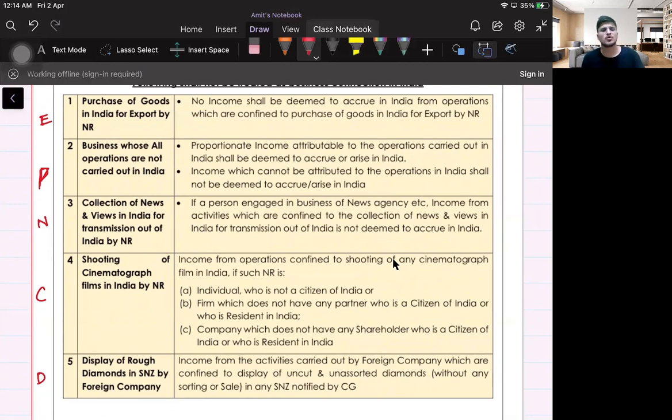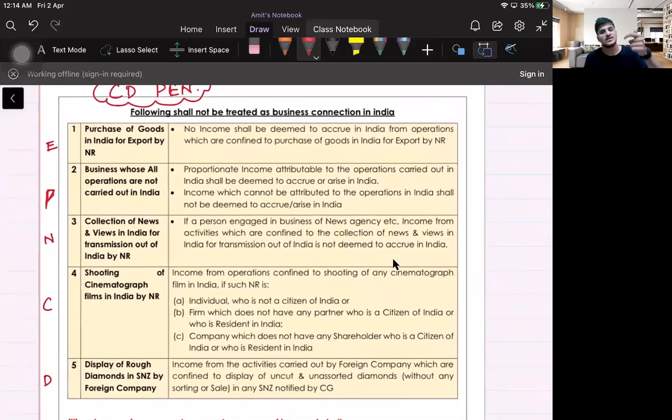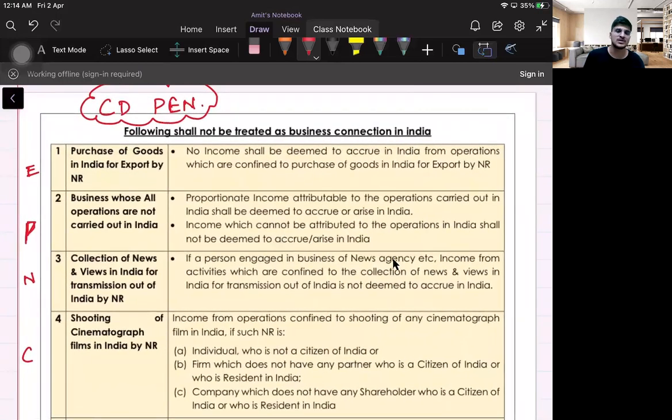Next, D is what? Display of rough diamonds in a special notified zone by a foreign company. That is also not considered as having a business connection in India. So C is done, that is cinematograph films. D is rough diamonds. Then PEN, P is what? P is business whose all operations are not carried out in India. Meaning, only proportionate income which is attributable to Indian operations will be considered as income of that non-resident person. This is your P.